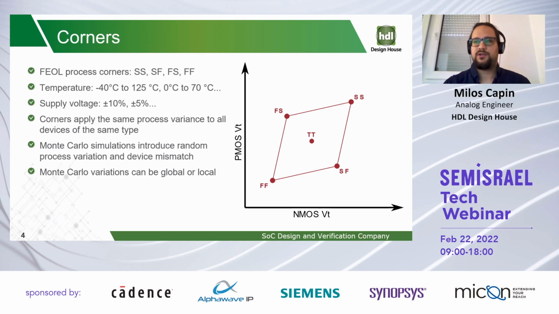We have to run temperature corners. Usually this is set by the purpose of the chip or the actual design that we're working on. We have to change supply voltage. It's usually plus or minus 10% or plus minus 5%. But the corners apply the same process variance to all devices of the same type. And if you want to run mismatch simulations, in those kinds of simulations we can see a mismatch between two devices, so when they do not have the same VT or any other parameter. And Monte Carlo simulations introduce random process variation and device mismatch. They can also be global or local.